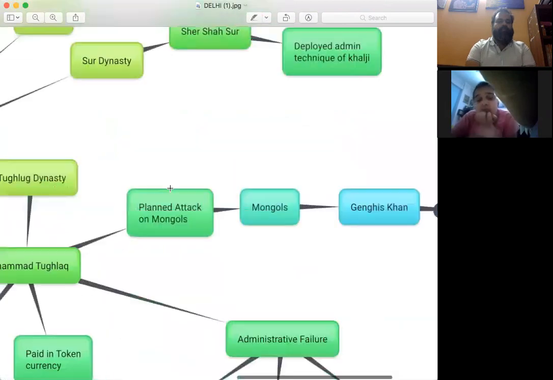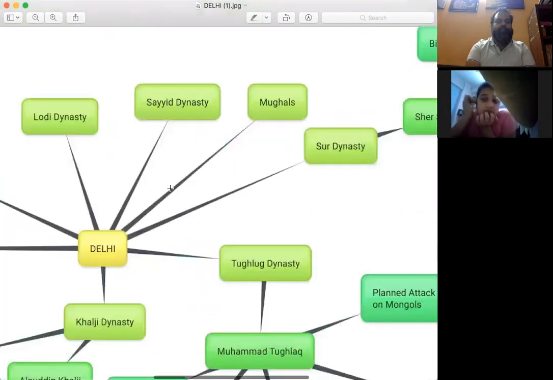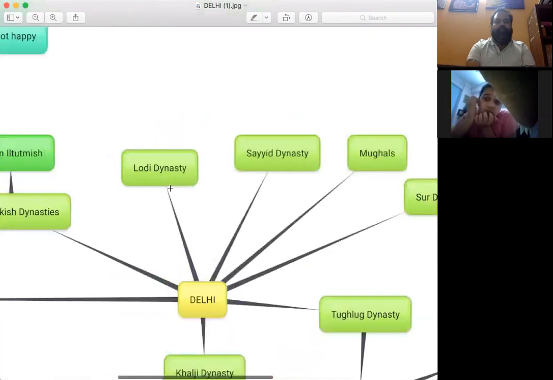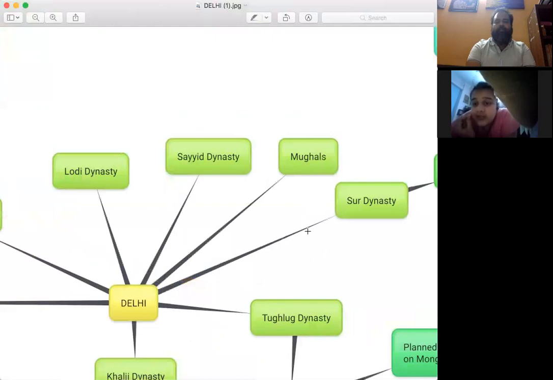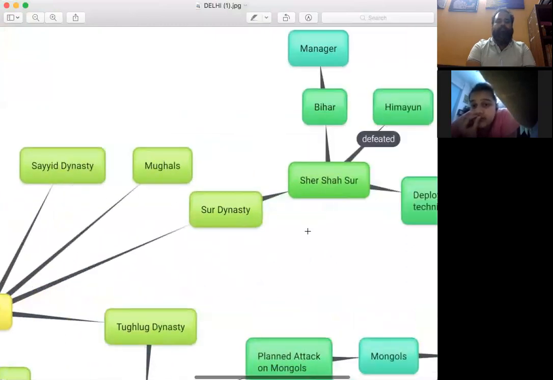Then coming to the next dynasty, there is not much in your course about the Lodi dynasty and Sayyid dynasty, but just remember that after the Tughlaq dynasty, the Lodi dynasty came. After the Lodi dynasty, the Sayyid dynasty came. After the Sayyid dynasty, the Mughals came. Then the Sur dynasty came.